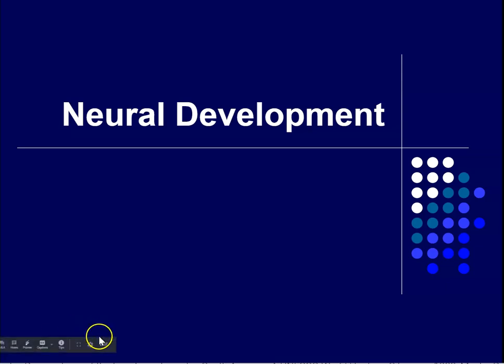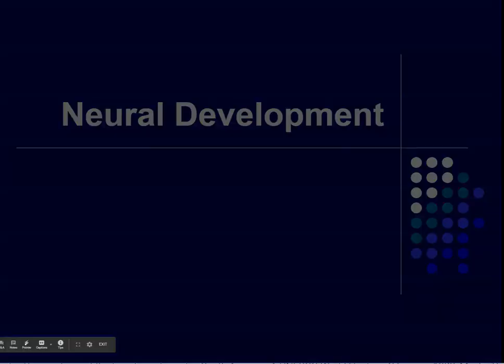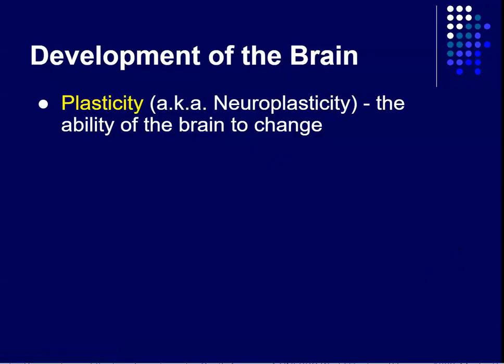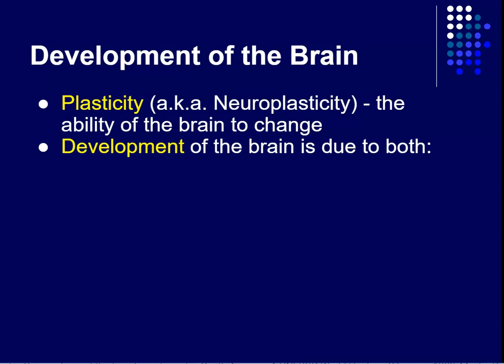Okay, let's talk about neural development. Plasticity is the brain's ability to change over time. It's also called neuroplasticity, a term that you may have heard before. And development is a change in the brain over time, mainly early in life.